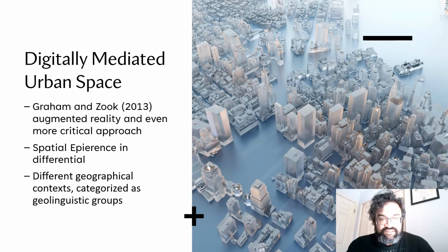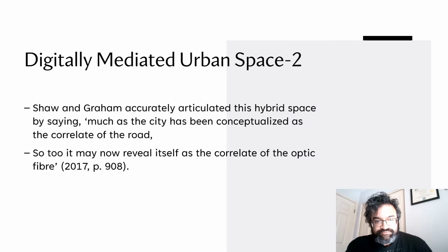Let's go over what that really means. Digitally mediated urban space. This is an example on the right of a modern city. Graham and Cook talked about augmented reality about 10 years ago, and even more critical approaches. Spatial evidence. Let's use the evidence in differential context. So different geographical contexts categorized as even geolinguistic groups. Linguistic commonalities between one city and the next can provide this sort of community building in specific environments.